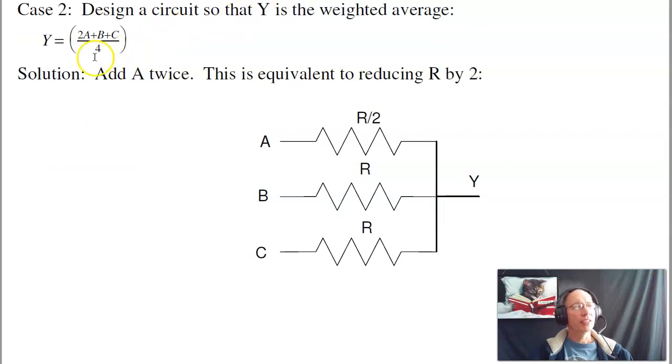Next, suppose I want to have A with double weighting. Then what I could do is just have 2 resistors, A going through R and a second A going through R. R in parallel with R gives you R over 2. So this would have the weighted average of 2A plus B plus C. And note the weighting of 2 just makes this resistor half as big.